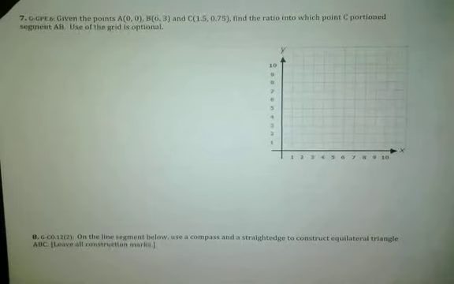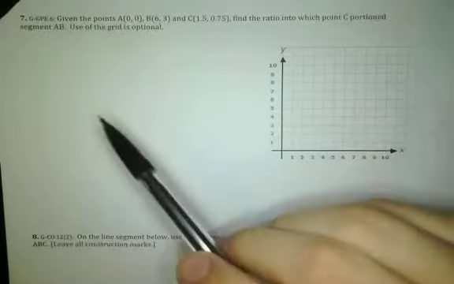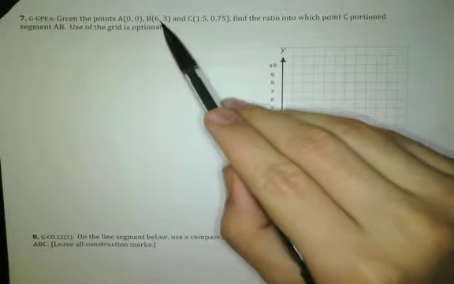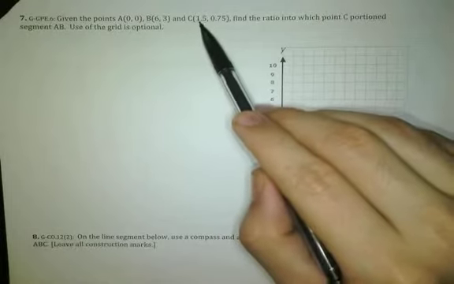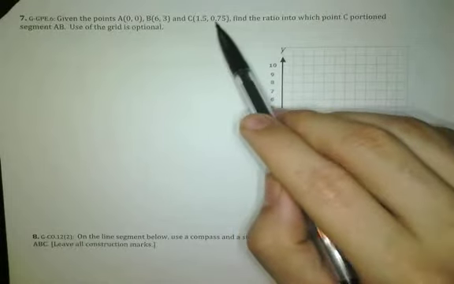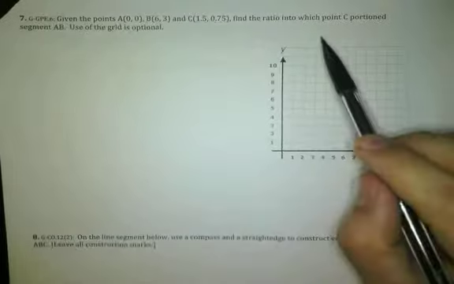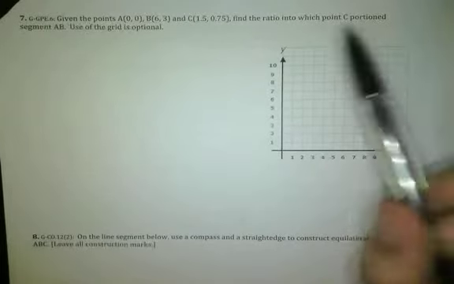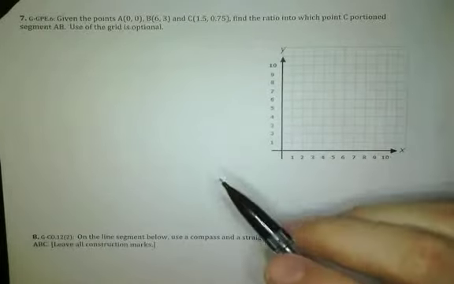Question 7 says, given the points A at (0, 0), B at (6, 3), and C at (1.5, 0.75), find the ratio into which point C partitioned segment AB. Use of the grid is optional.